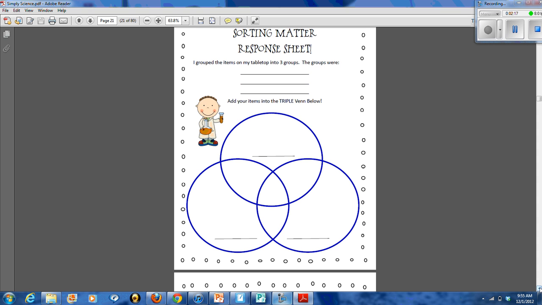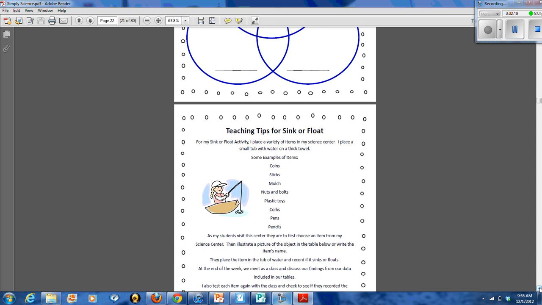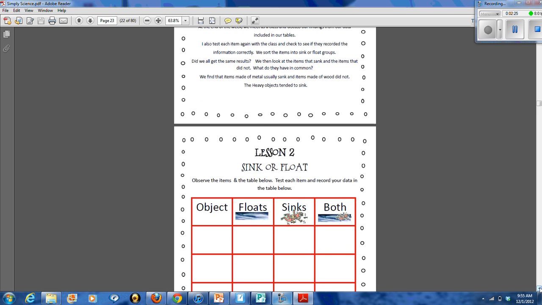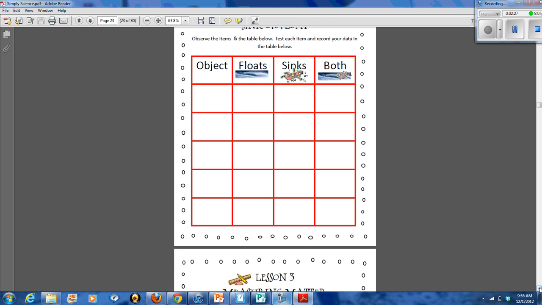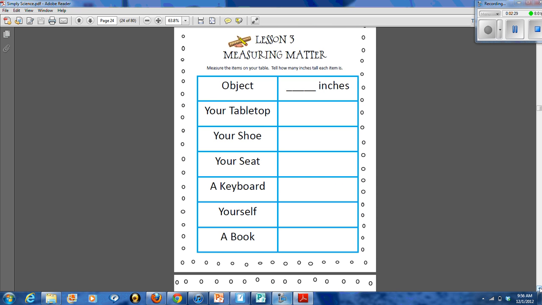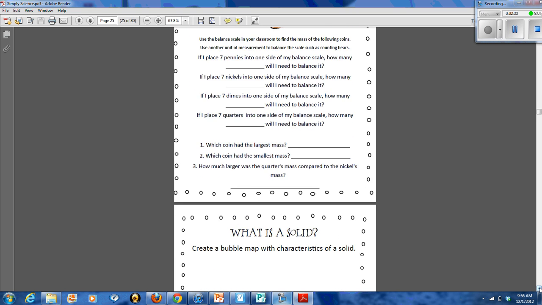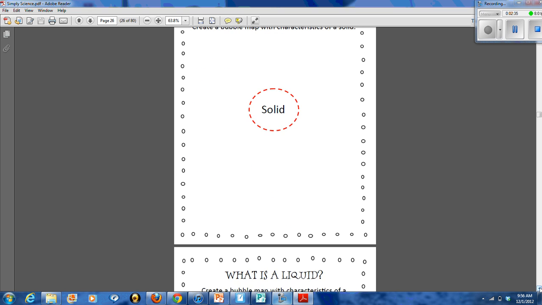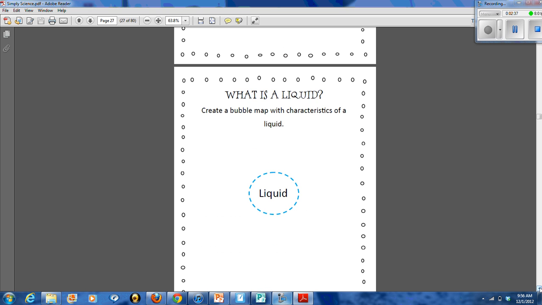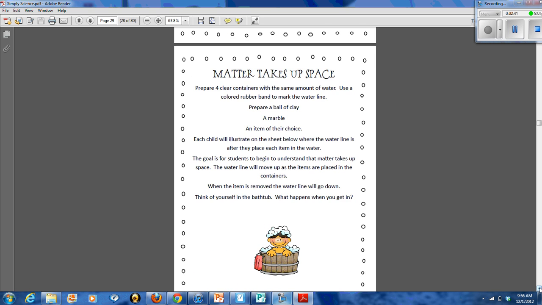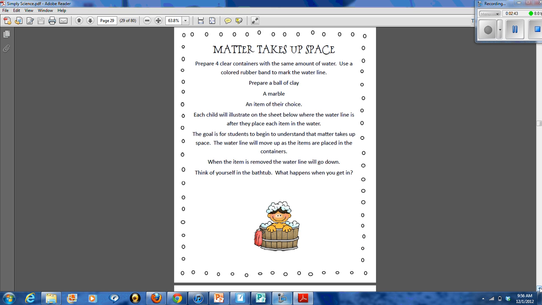You will do a triple Venn diagram where they're comparing different types of matter. Sink or float, of course, and then a response sheet to go along with it. You will measure matter in your classroom. You will measure mass in your classroom. There's a couple different bubble maps that your students will create to show the characteristics that they've observed of the different types of matter. Matter taking up space.